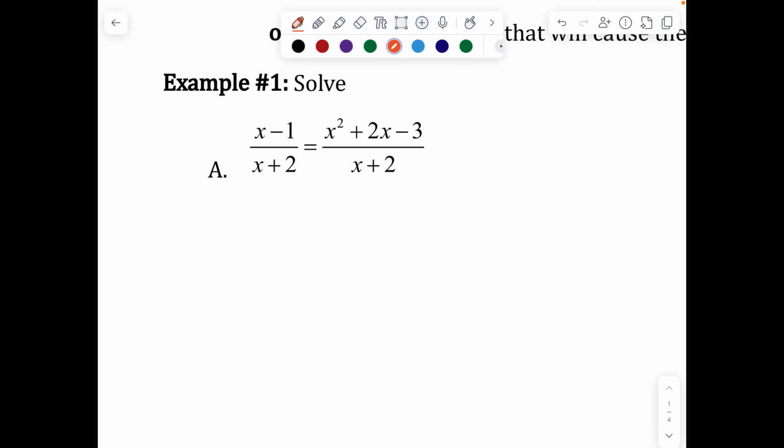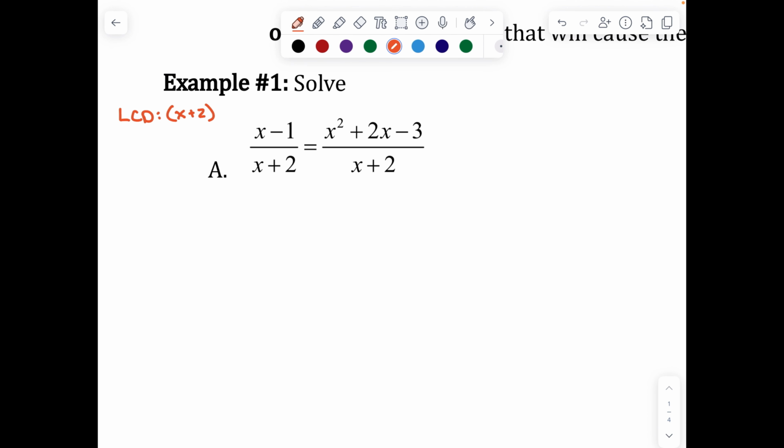So we're going to go ahead and look at example 1, just as to solve. So A has x minus 1 over x plus 2 is equal to x squared plus 2x minus 3 all over x plus 2. So first thing we need to do is factor denominators. Already factored for us, nothing we can do there. So now we have to look at our LCD. LCD is just going to be x plus 2, since both of our denominators are the same.